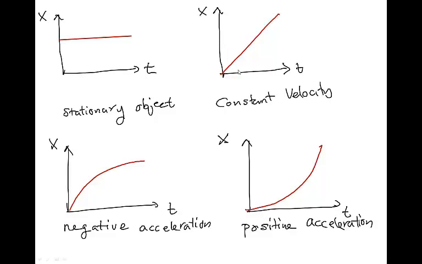In the second graph, there is a continuous increase in the position. It has a constant slope. That means this graph represents a constant velocity.